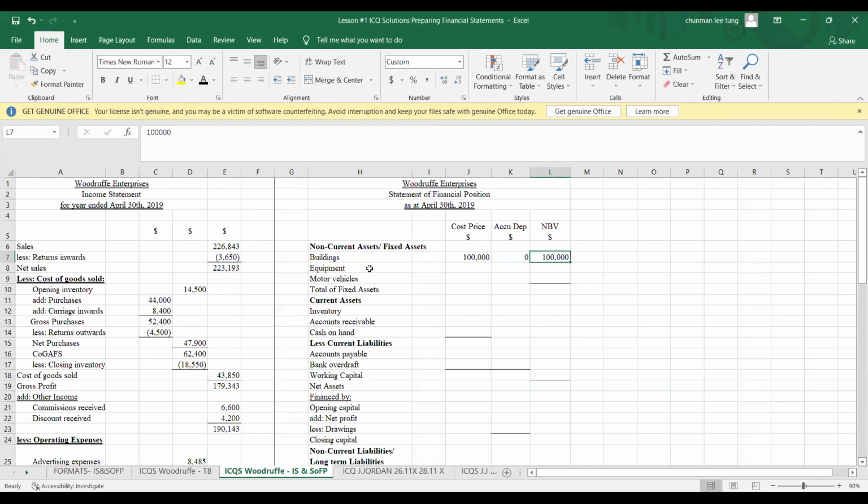Next item that we have is equipment. Equipment had a cost price of 110. There was no depreciation for the year for this equipment.